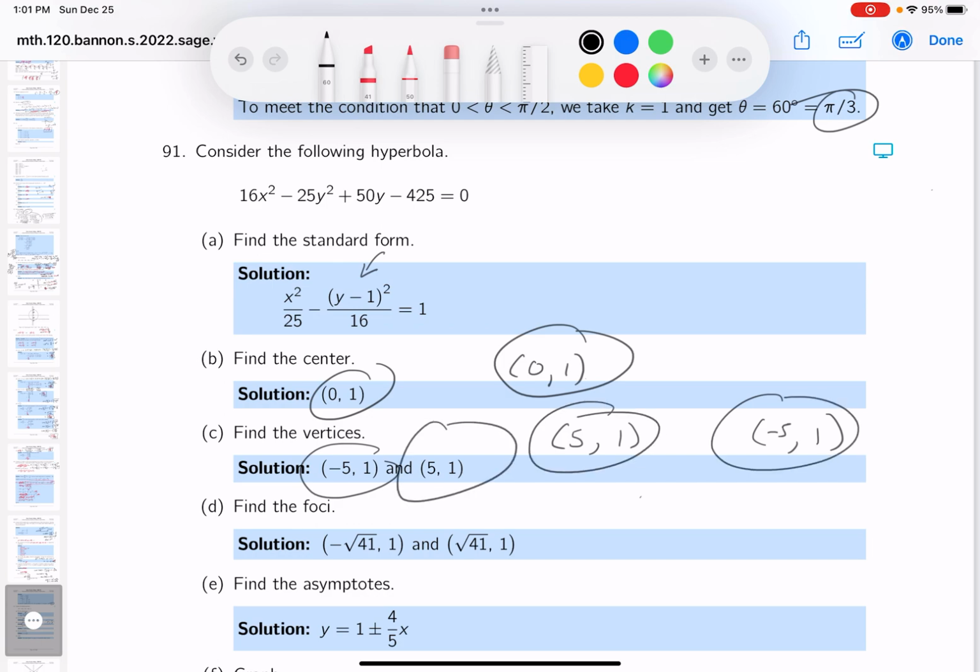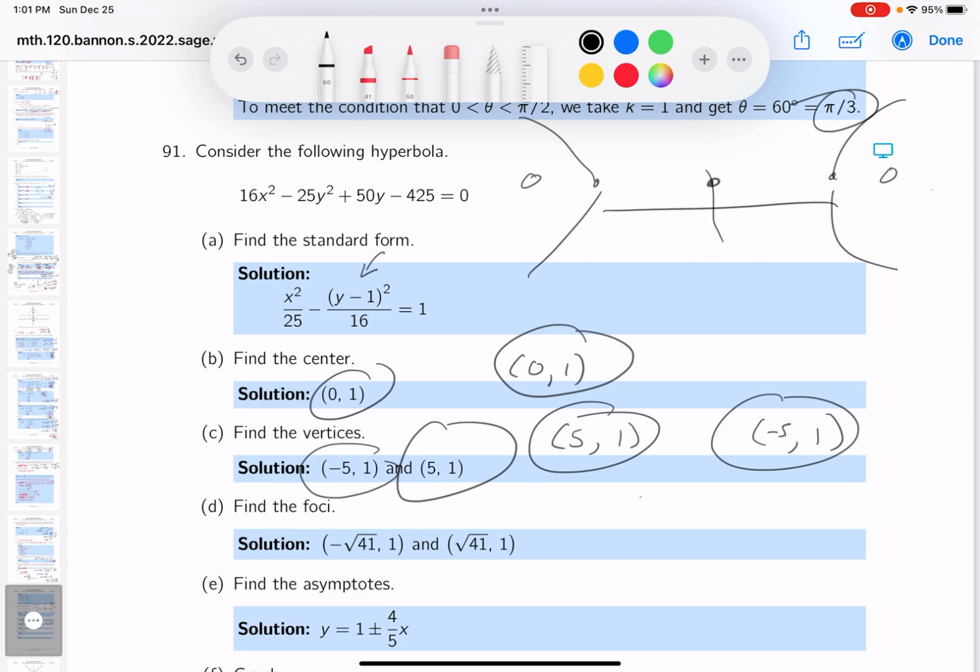Let's do the foci now. And the foci are going to be, we go in from the center. Maybe I should draw a picture of this, at least a minor picture of it. So 0, 1, that's up here somewhere. That's the center. And you got minus 5, 1 over here somewhere, and 5, 1 over here somewhere. And this thing looks sort of like this. And now we want to get the foci. The foci are going to be over here somewhere.